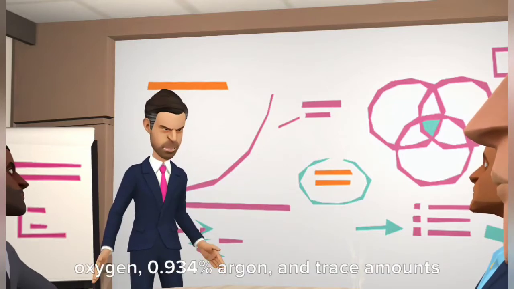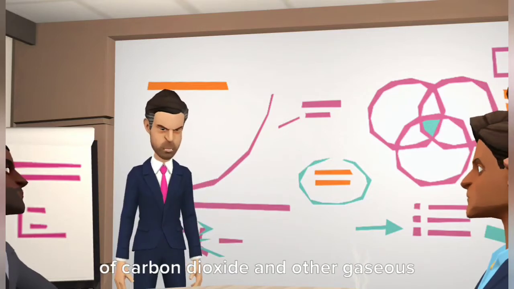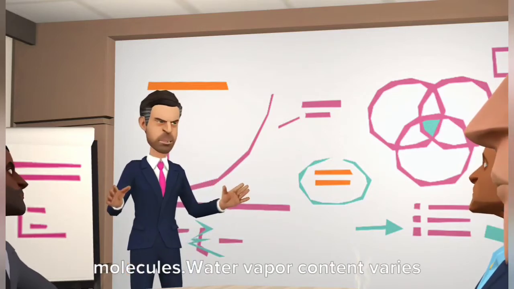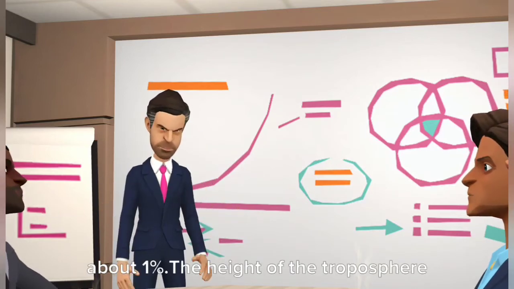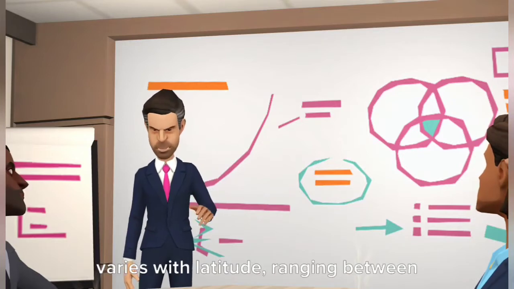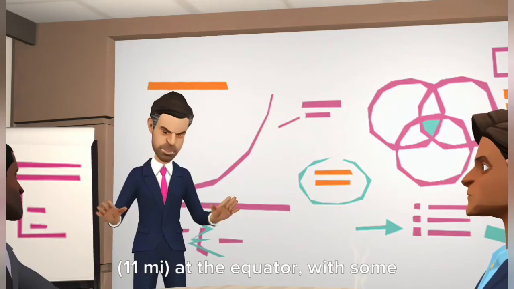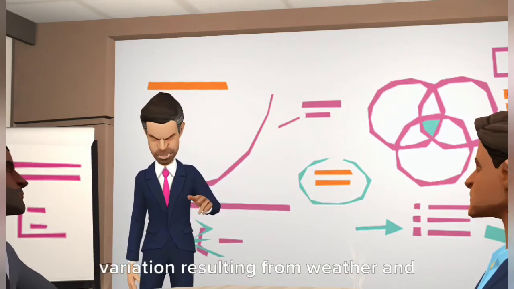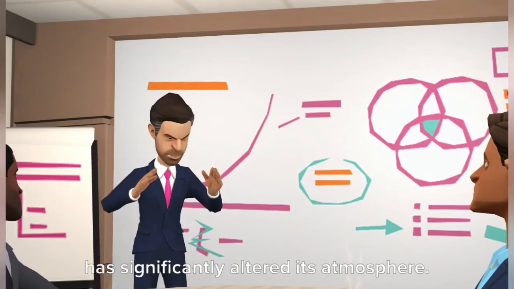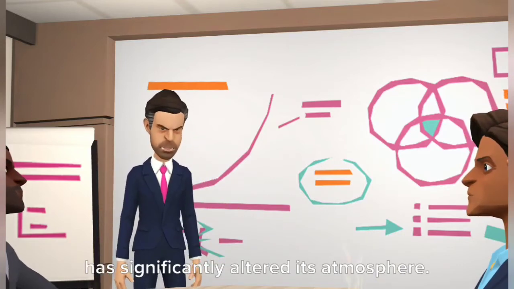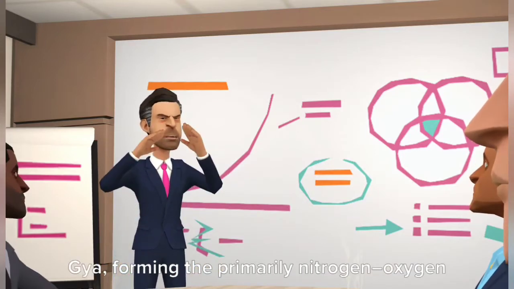A dry atmosphere is composed of 78.084% nitrogen, 20.946% oxygen, 0.934% argon, and trace amounts of carbon dioxide and other gaseous molecules. Water vapor content varies between 0.01% and 4% but averages about 1%. The height of the troposphere varies with latitude, ranging between 8 kilometers, 5 miles at the poles to 17 kilometers, 11 miles at the equator, with some variation resulting from weather and seasonal factors.